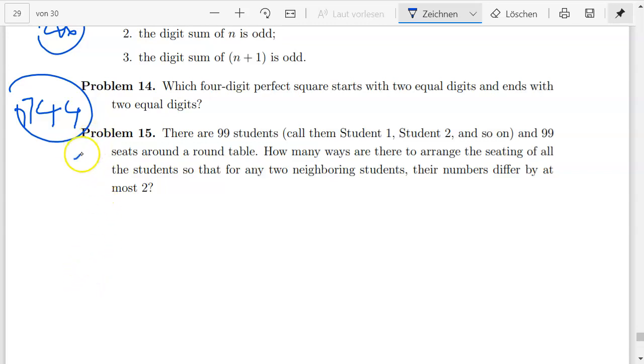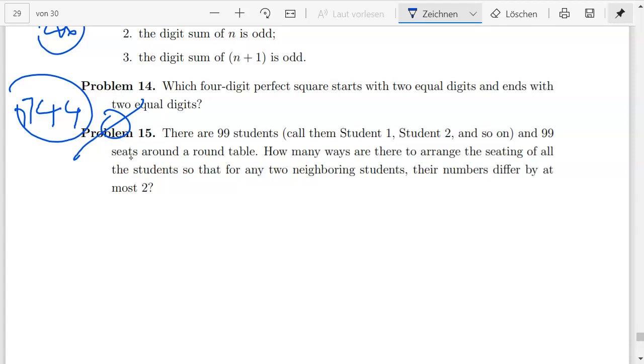Today we'll be talking about problems 15 and 16 in the senior section of the Sample 2 IMONST paper. So problem 15: there are 99 students, call them student 1, 2 and so on, and then 99 seats around a round table. How many ways are there to arrange the seating of all the students so that for any two neighboring students, their numbers differ by at most 2?